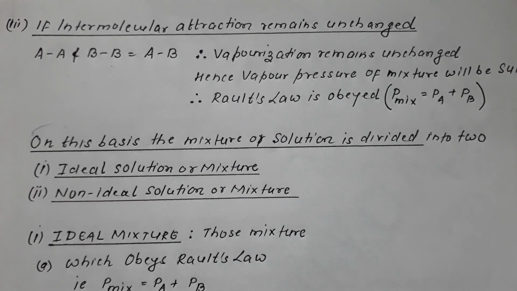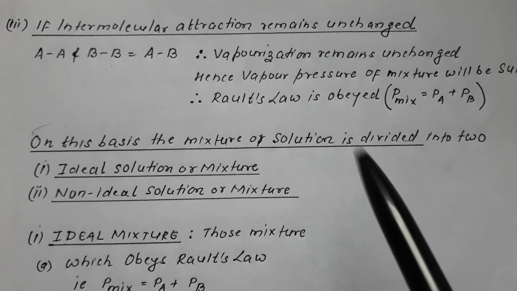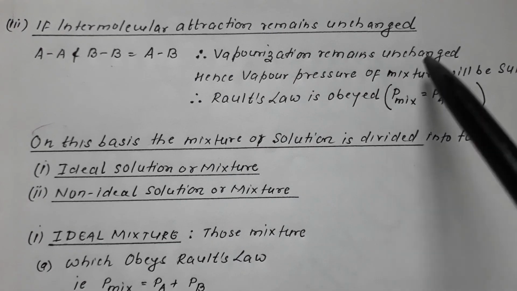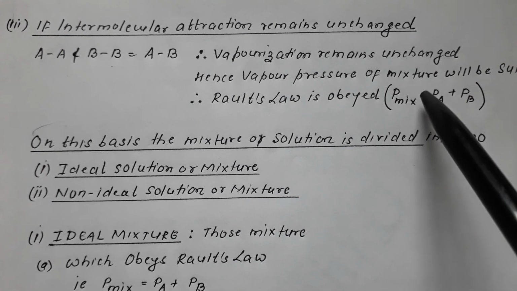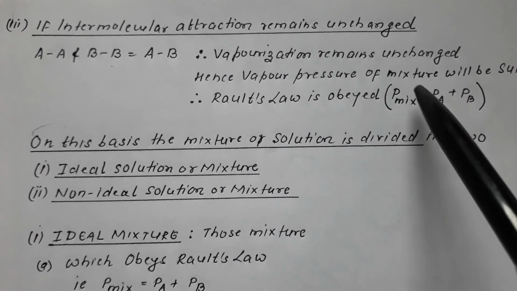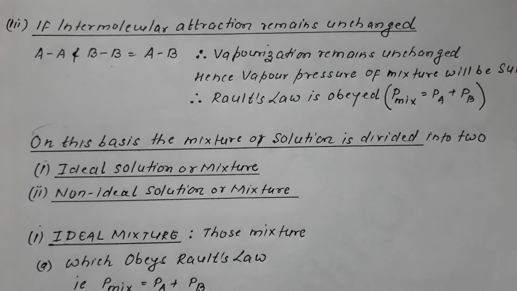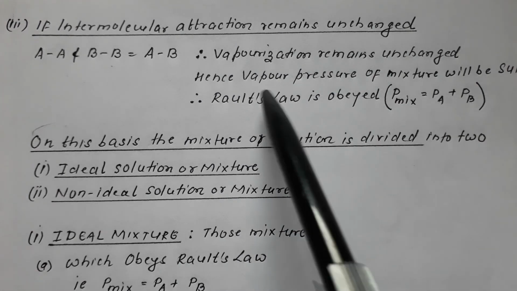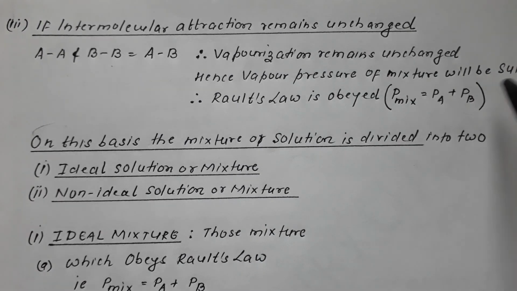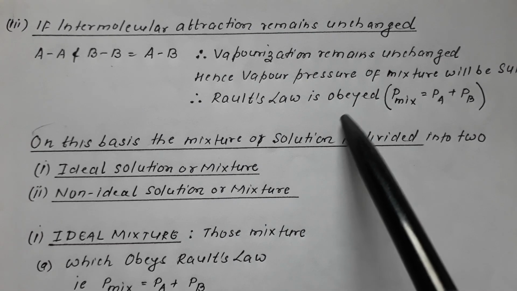If on mixing two components the intermolecular attraction does not undergo change, then vaporization remains unchanged. Hence, the vapor pressure of the mixture would be the sum of the two vapor pressures. That is, Raoult's law would be followed.